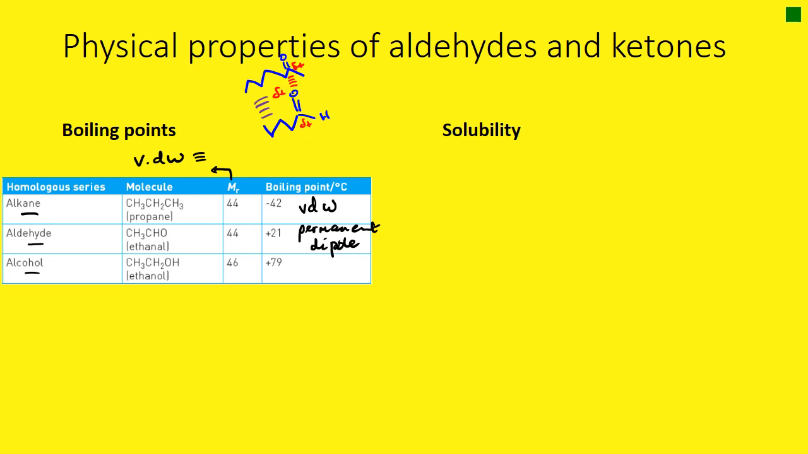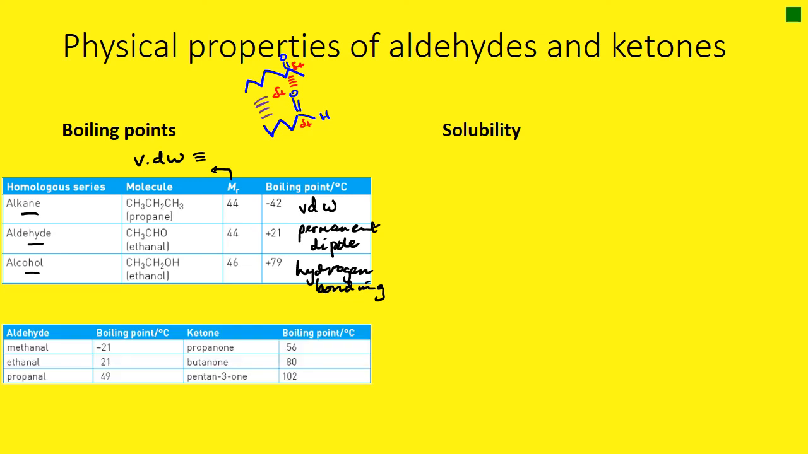So that's what explains that permanent dipole explains the higher boiling point of the aldehyde than the alkane with a similar Mr. And then what we can do is we can go on to the alcohol, and in alcohols you probably remember we have hydrogen bonding, because in an alcohol we have a delta positive hydrogen as well as the delta negative oxygen.